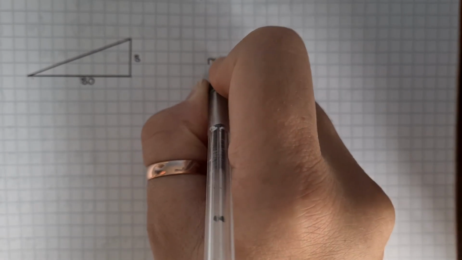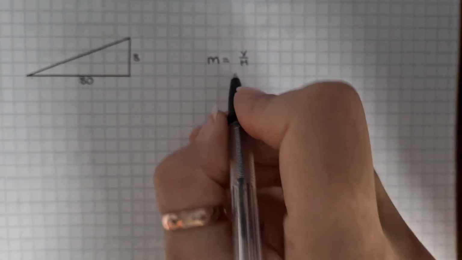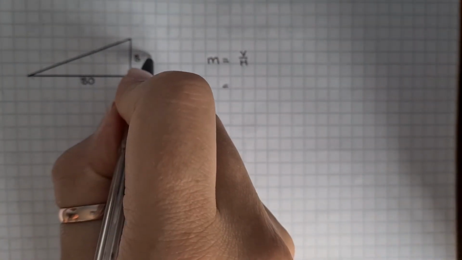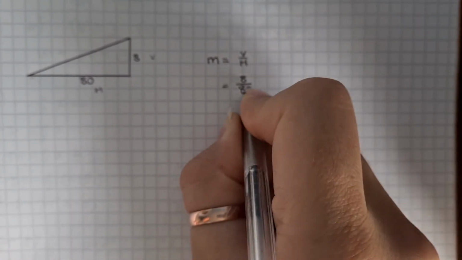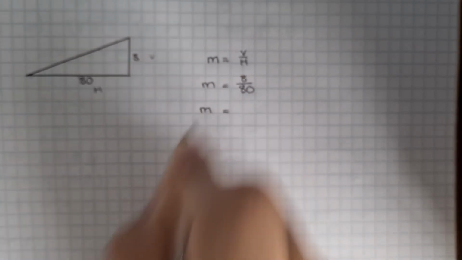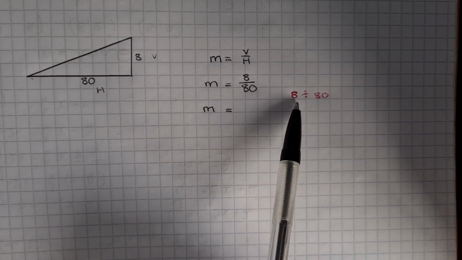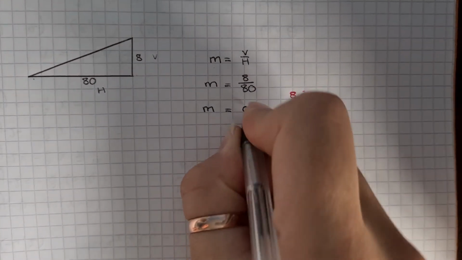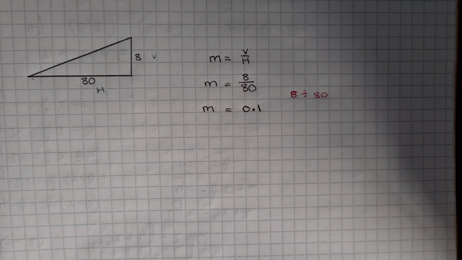So we would write our formula first. So m equals v over h. V is the up and down the way one, and h is the along the way one. So we're going to write 8 over 80. And then if we wanted to change it into a decimal, all we do is the top divided by the bottom. So 8 divided by 80, which is 0.1. So you would use a calculator for that if you were trying to turn it into a decimal.